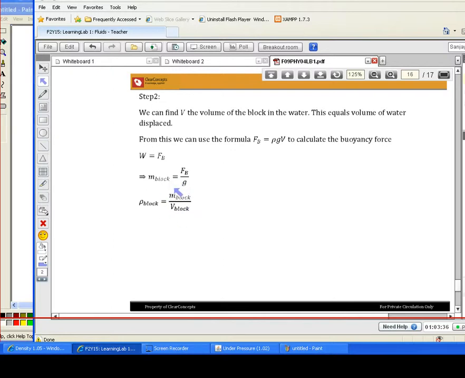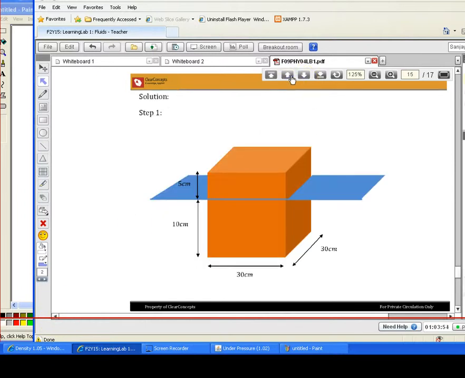Is this clear? Is the approach clear? Okay, so can you please go ahead and solve the question? Here's the situation to help you out.